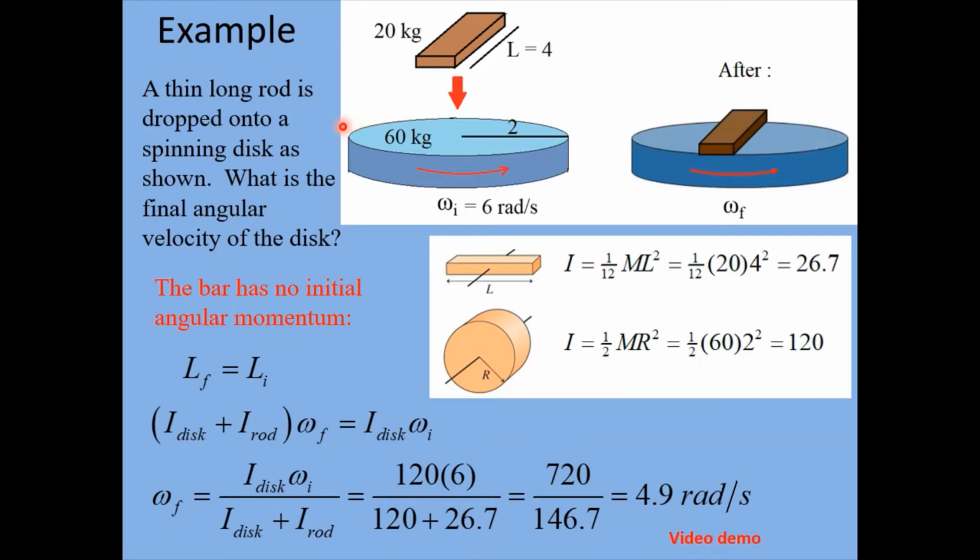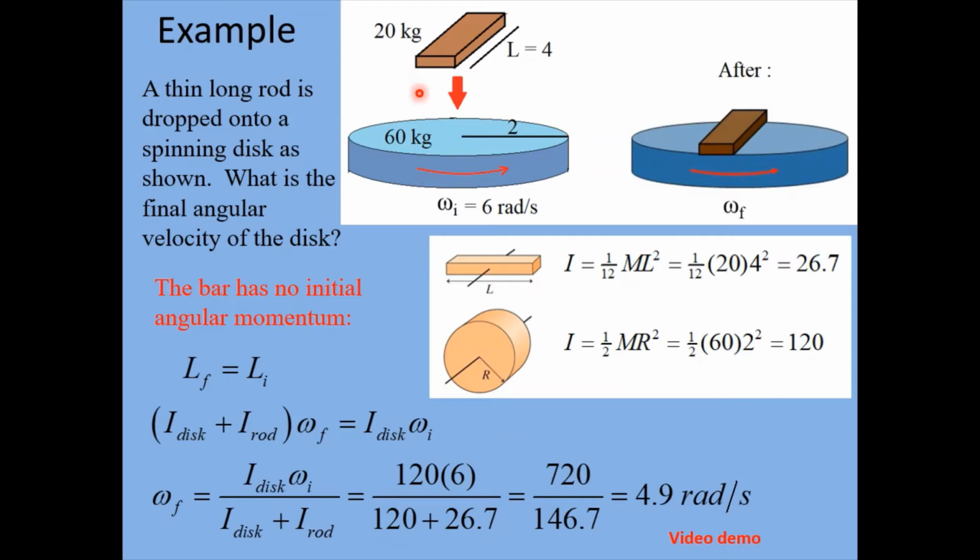So we've got a long thin rod dropped onto a spinning disc as shown. What is the final angular velocity of the disc? We're told the disc has a mass of 60 and a radius of 2, and its initial omega is 6 radians per second. Also, the bar has a length of 4 meters, and it has a mass of 20 kilograms. So that's all the information we know, and that's all we need to know.